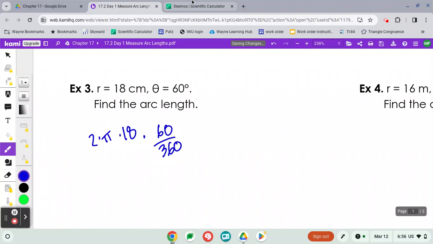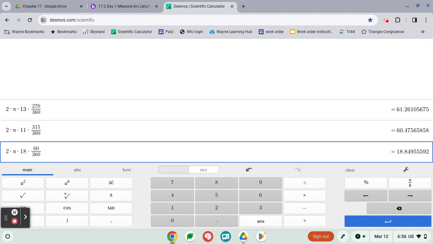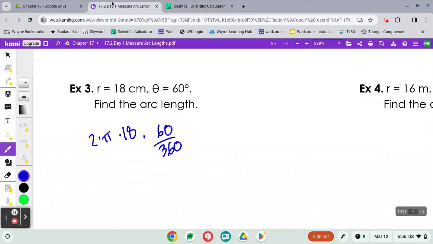All right, so we go ahead. It'll be 2 times pi times 18 times 60 divided by 360, and it's only going to be 18.8. As you can see, if I increase this number, obviously it gets bigger because we have a higher percentage of the circle. Okay, so 18.8, and our label here, centimeters.